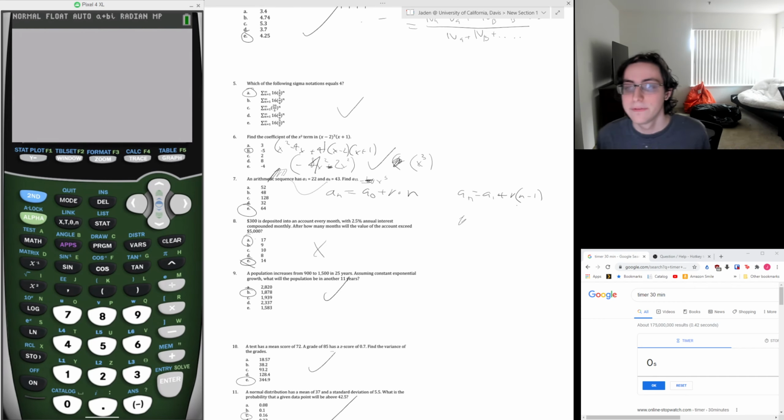So like an arithmetic sequence, let's say if you have A0 equals 5 and A1 equals 8, can you guess what R will be? R is going to be 3. It's going to be the difference between these two. If you have A2, then A2 would be 11, A3 would be 14, etc., etc.